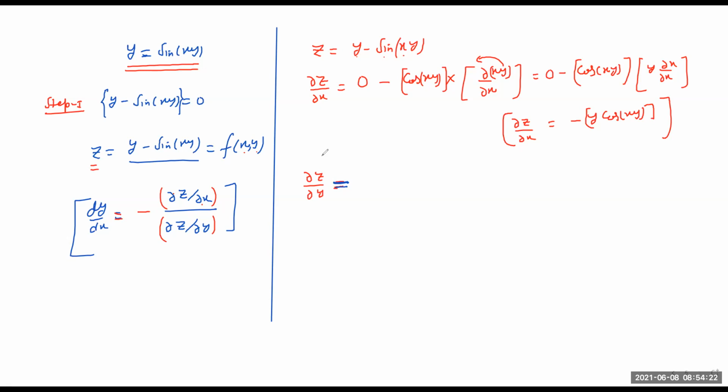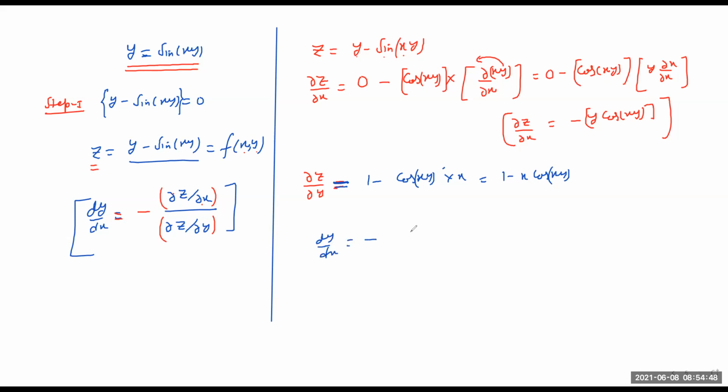So minus 1 minus cos xy minus x. Sorry, cos xy into x. Yeah, right. But this time the y is variable, so x is constant. That's correct. So it's good to write like 1 minus x cos xy, right? Yes, sir.